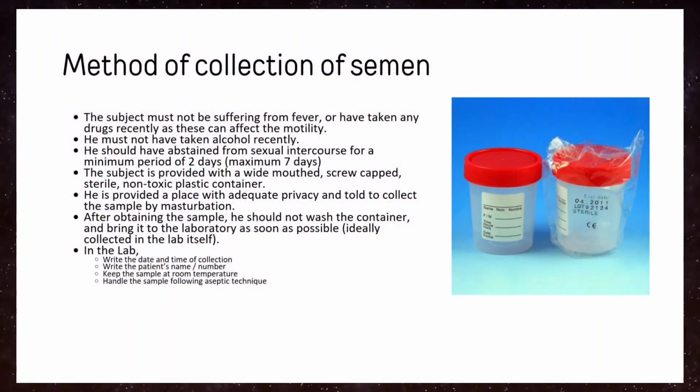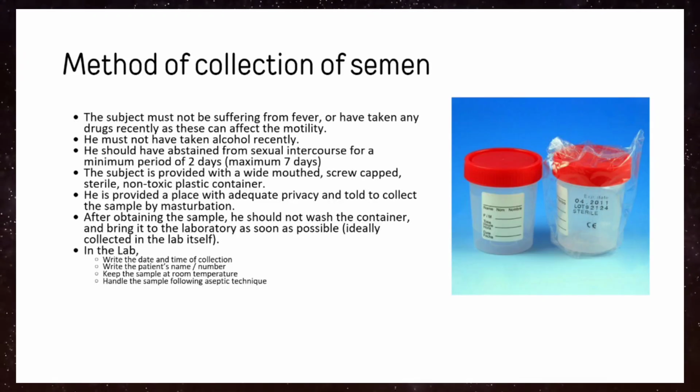Before collecting the semen, we must ensure and advise the patient that he must be fever-free or not have taken any drugs recently that could affect the motility of the spermatozoa. He also should not have ingested alcohol recently. The minimum time period of abstinence from sexual intercourse and masturbation should be 2 days, and it should not exceed 7 days as it can lead to poor motility in spermatozoa.